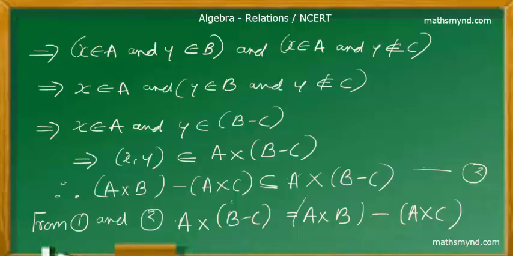That is, the Cartesian product of sets A and B minus the Cartesian product of sets A and C is a subset of the Cartesian product of set A with the operation set B minus set C. Now, as 1 and 2 are actually reverse subsets, in the sense that A being a subset of B and B being a subset of A will lead to equal sets, it simply means that A times (B minus C), the Cartesian product of A with the operation set B minus set C, is equal to the Cartesian product of the sets A and B minus the Cartesian product of the sets A and C.